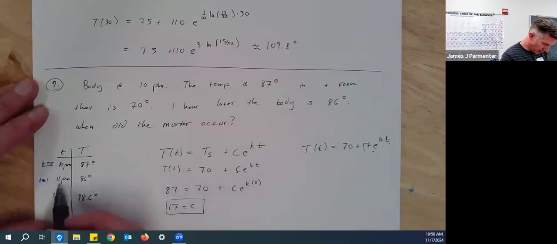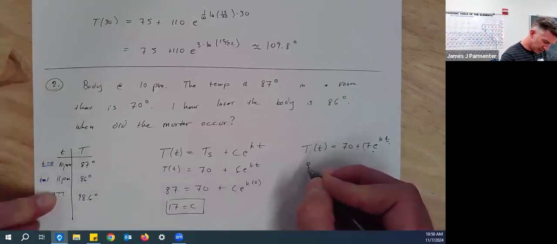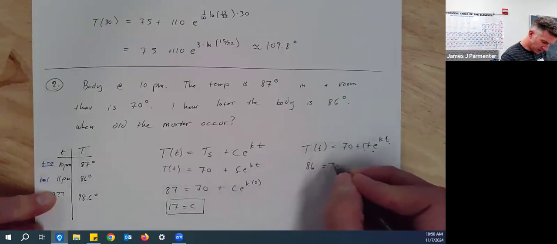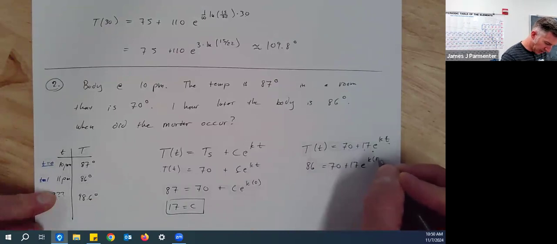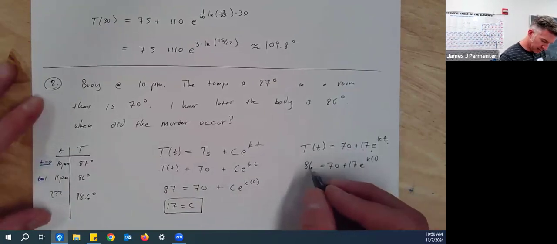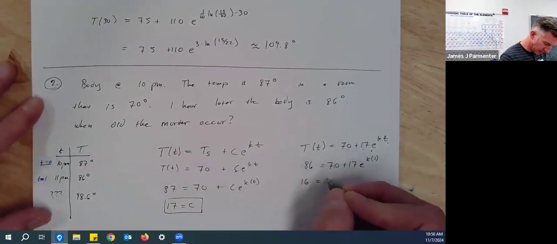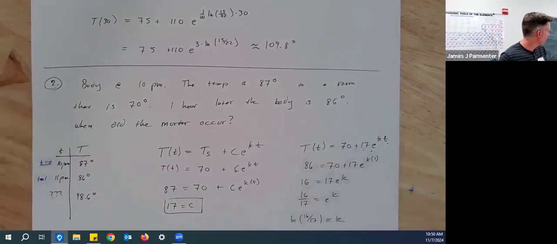And then we're going to plug in our other data point. So at 11 p.m., the temperature is 86 degrees. That's going to equal 70 plus 17 times e to the k times time is 1 there. And then we solve for k. So we're going to get, let's see here, 86 minus 70 is 16, equal to 17 e to the k. 16 divided by 17 is equal to e to the k. So the natural log of 16 over 17 is equal to k.